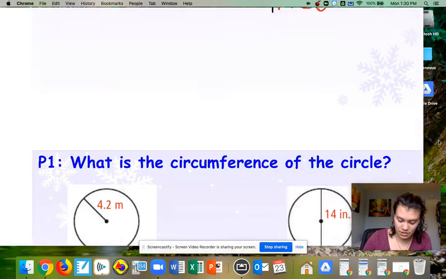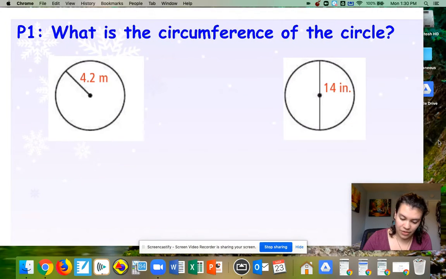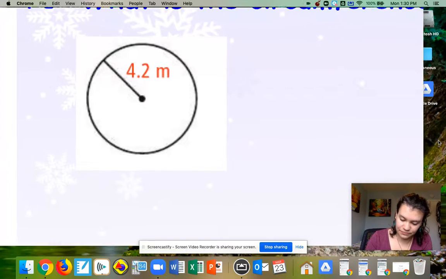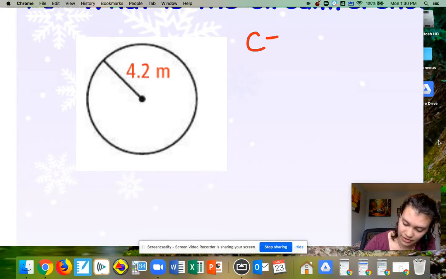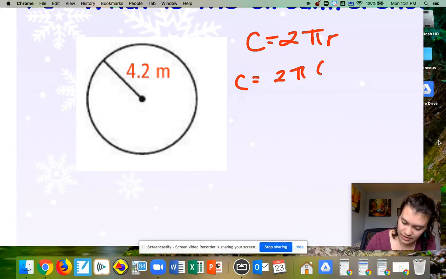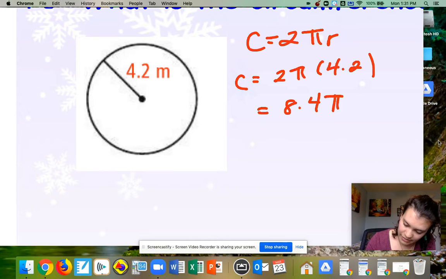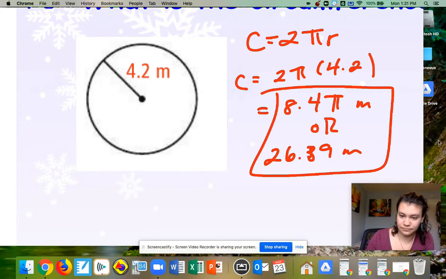So on to some examples. We want to figure out what's the circumference of these circles. So this first one here, again, circumference is 2 pi times the radius. So you want 2 times pi times 4.2. And here you can do 2 times 4.2 to get 8.4 pi meters, or type it all into a calculator and get 26.39 meters for your answer.